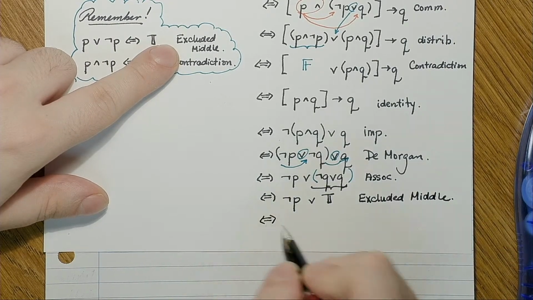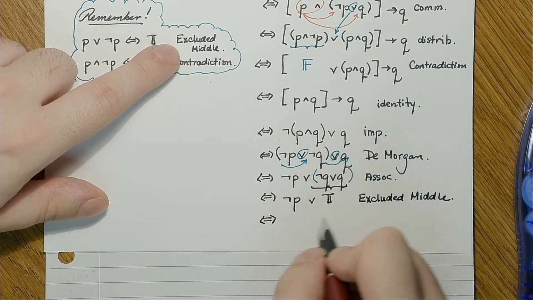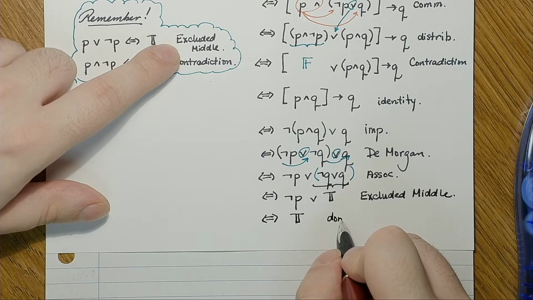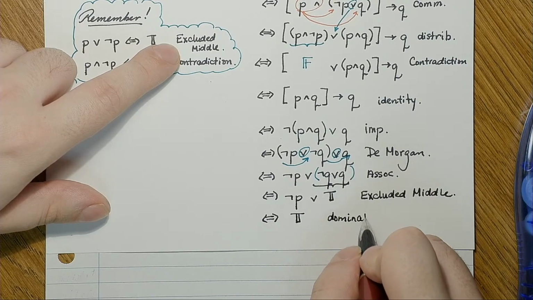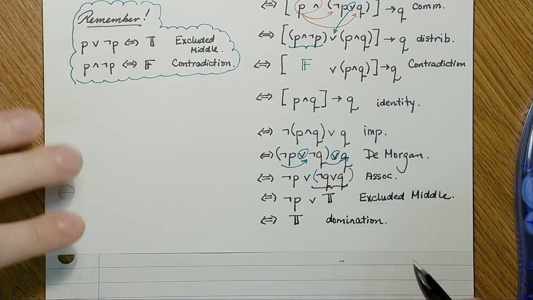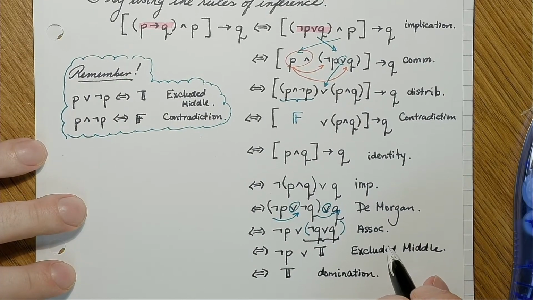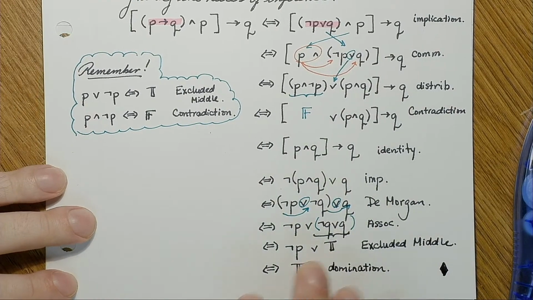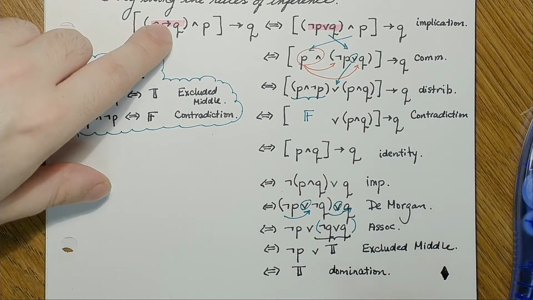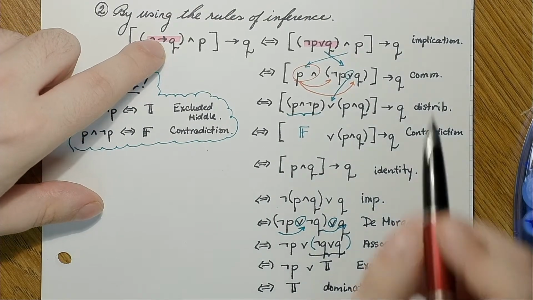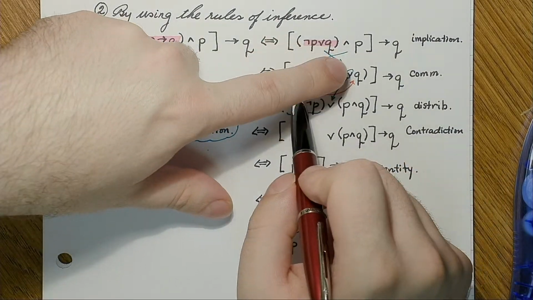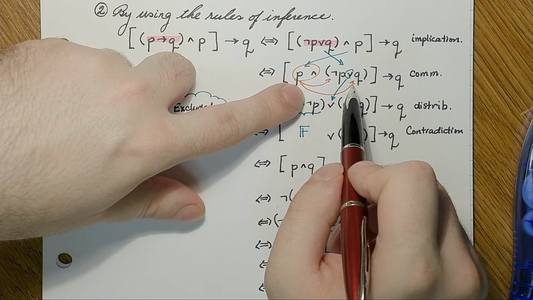And lastly, not P or a tautology is just a tautology. And that is the domination rule. Okay, so that's what we did. By the rules of inference, we started out with the left-hand side. We applied the implication. We exchanged the order of the propositions.